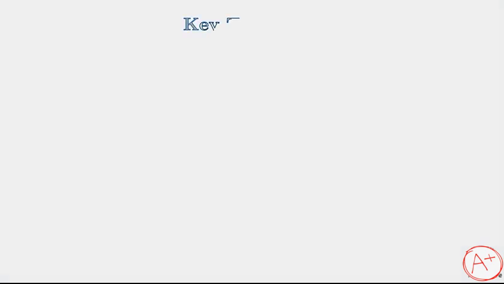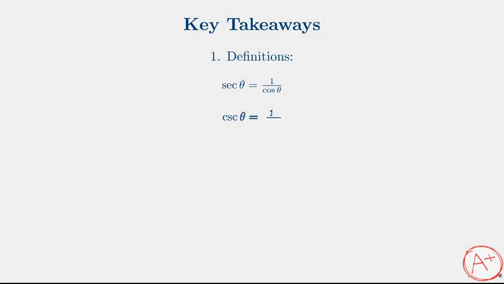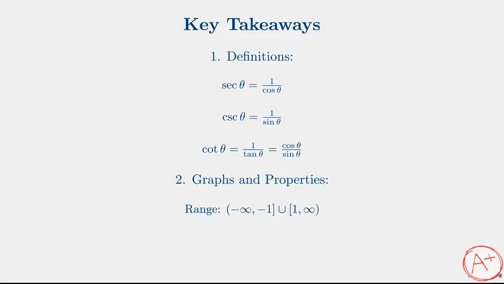To summarize our lesson on reciprocal trigonometric functions, first, remember the definitions. Secant is 1 over cosine, cosecant is 1 over sine, and cotangent is 1 over tangent or cosine over sine. Use the CS rule to avoid mixing them up. Second, the graphs of secant and cosecant have a range where the absolute value of y is greater than or equal to 1. They also feature vertical asymptotes wherever their corresponding primary function is 0.